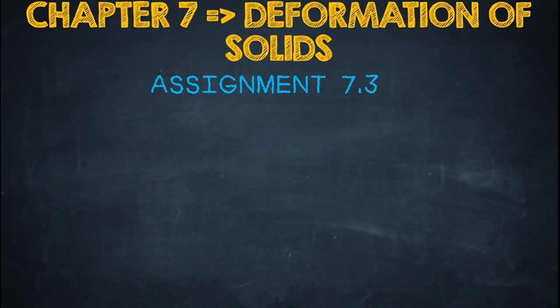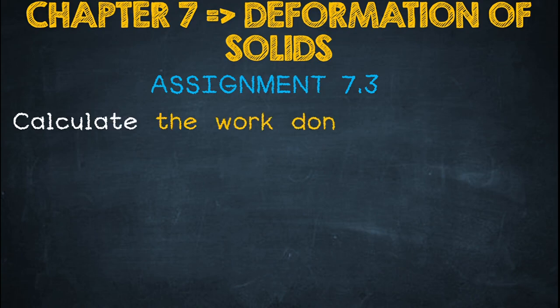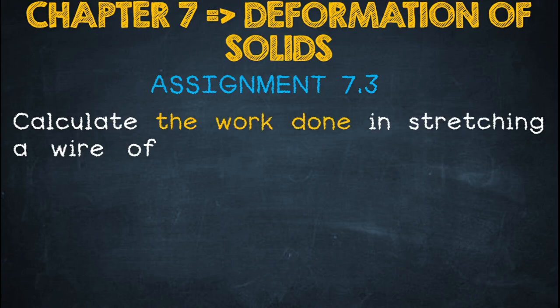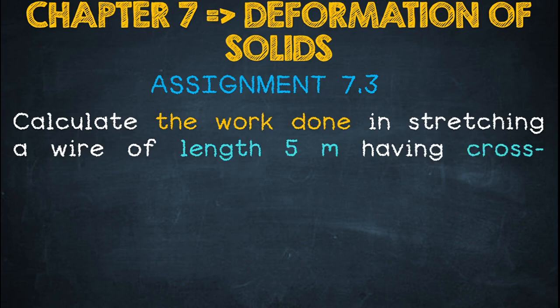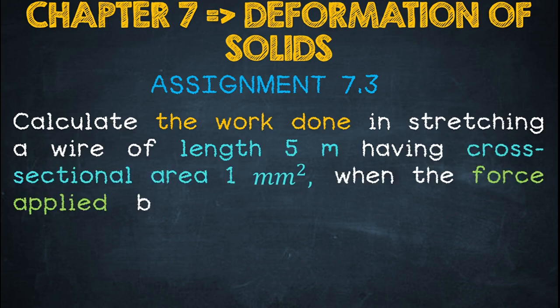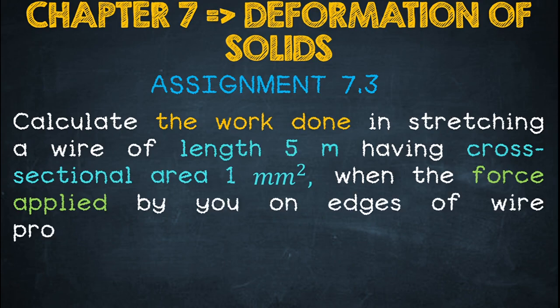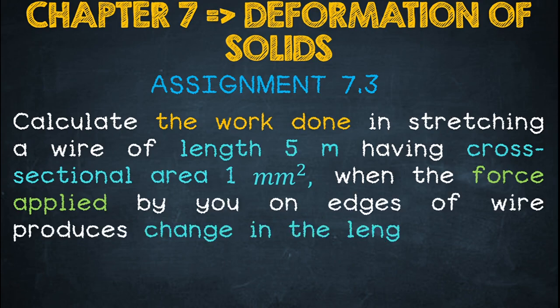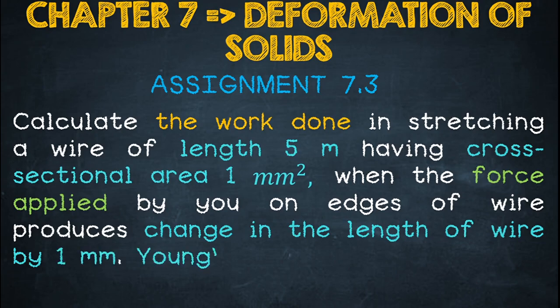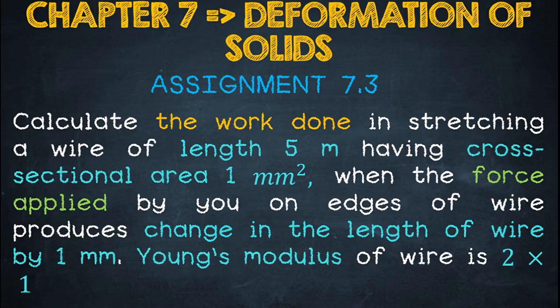The statement of assignment 7.3 is: calculate the work done in stretching a wire of length 5 meter having a cross-sectional area of 1 millimeter square, when the force applied by you on the edges of the wire produces a change in the length of the wire by 1 millimeter. Young's modulus of the wire is 2 into 10 raised to 11 Pascal.